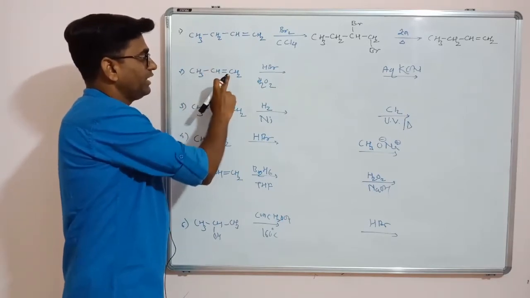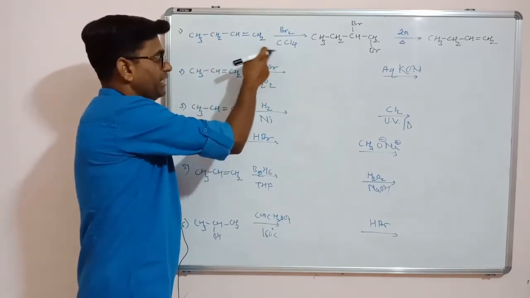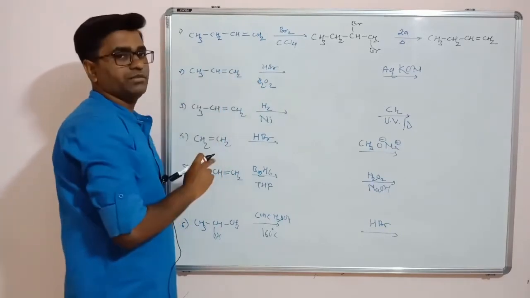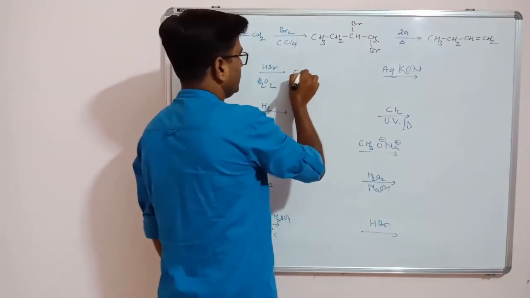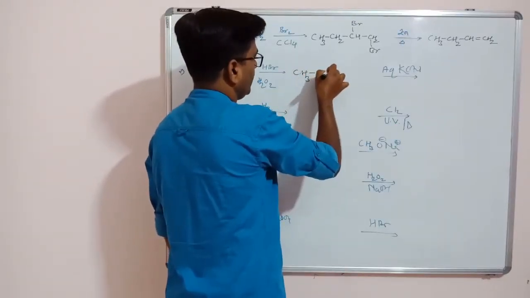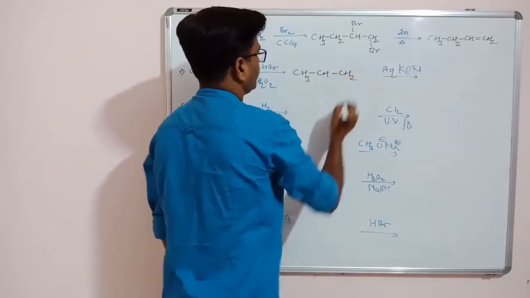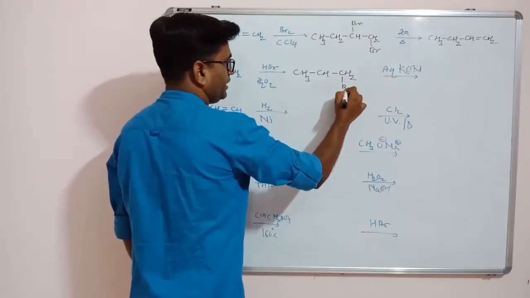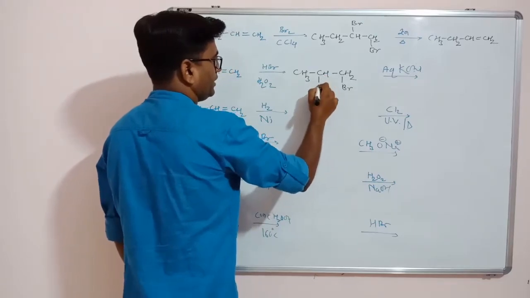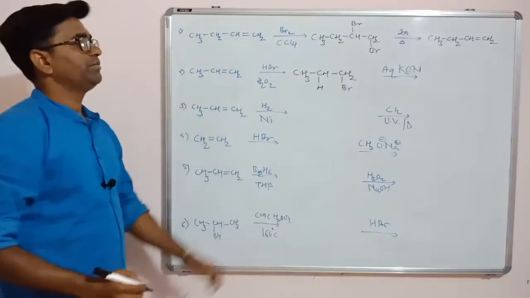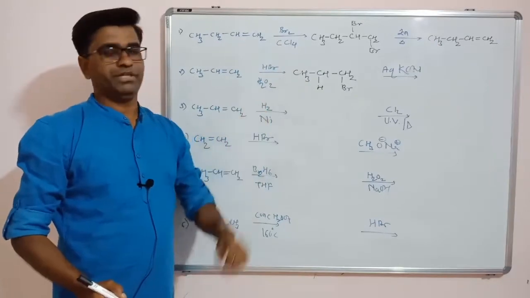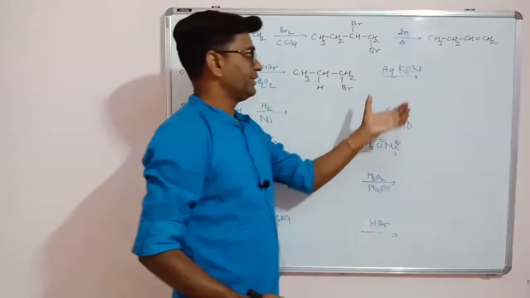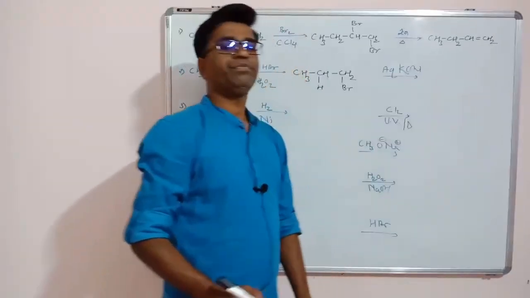This carbon has 1 and this carbon has 2. So this Br forms a bond with this carbon while this hydrogen forms a bond with this carbon. So your product will be CH3 CH single bond CH2. This carbon has more number of hydrogen atoms, so here will be Br and here will be H. So the product is 1-bromopropane. Now the next reagent, that is aqueous KOH.